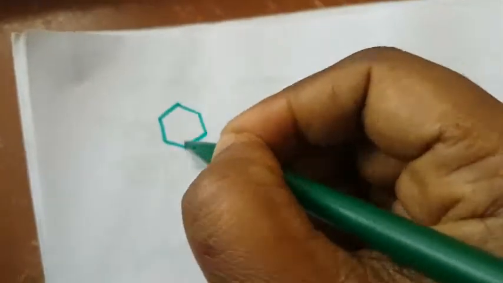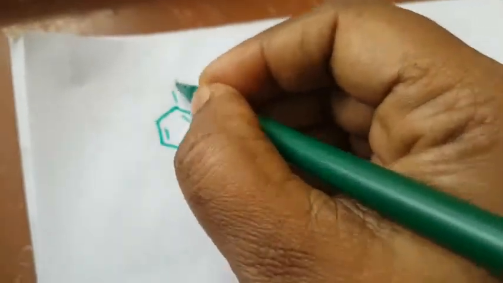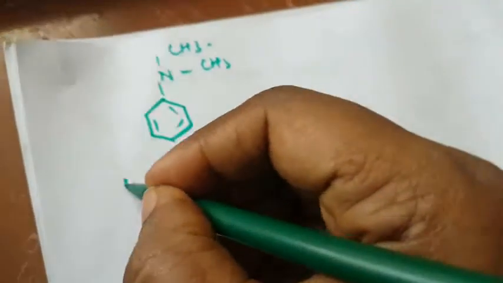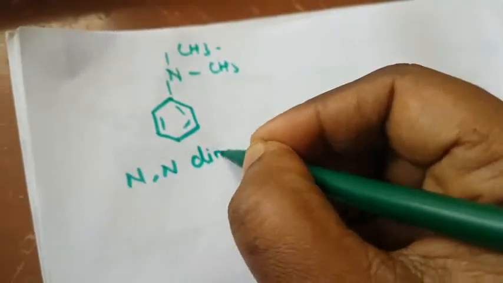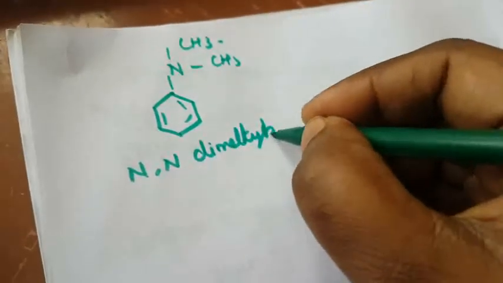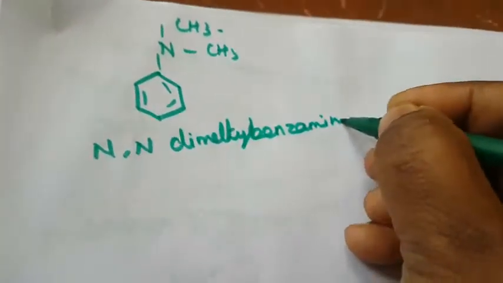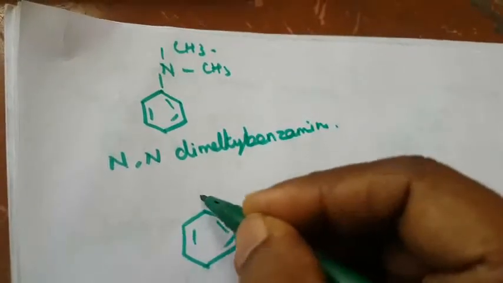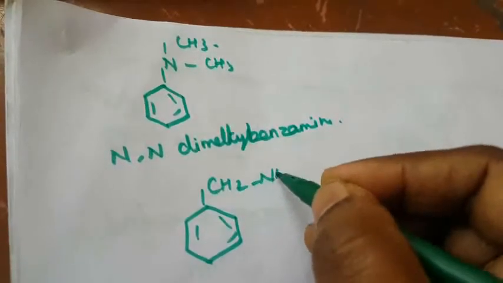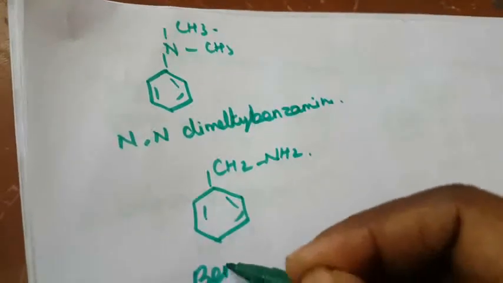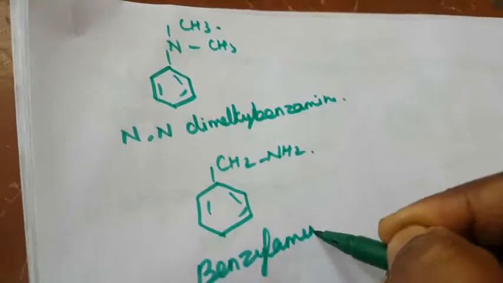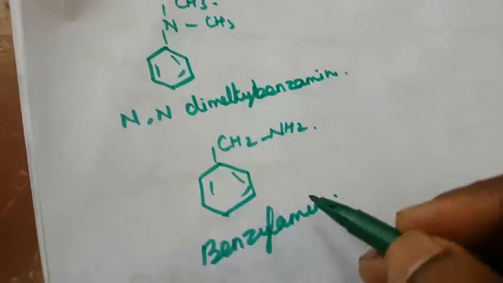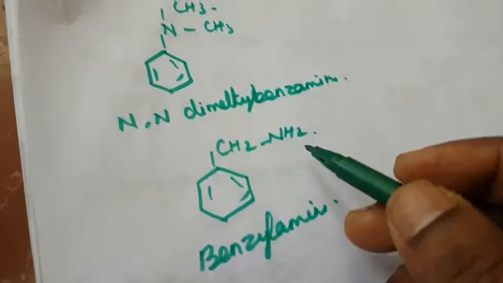So here how to write? So here N, here one CH3, here one CH3. How to write? N,N-dimethyl benzamine. Benzamine. Again benzyl amine, CH2 NH2. Benzyl amine, or phenyl methanamine.